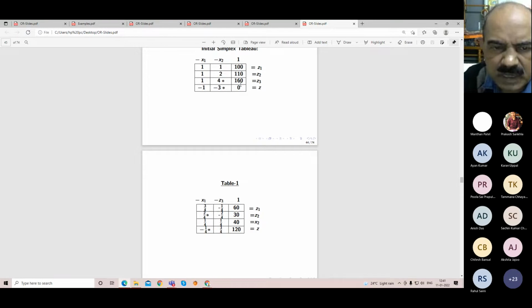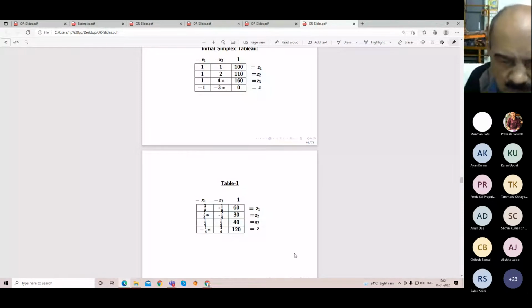Then the third row, third column element, we have already computed, so no need. Now we would like to compute the value in the position 0. Presently the Z value is 0. Now we would like to improve it. How will we improve it? 0 into 4 is 0, minus minus 3 into 160, so 480, divided by 4, that is 120. So it is becoming 120.